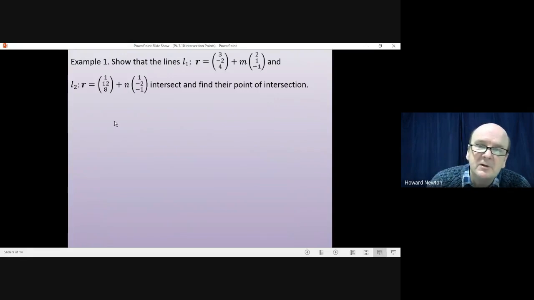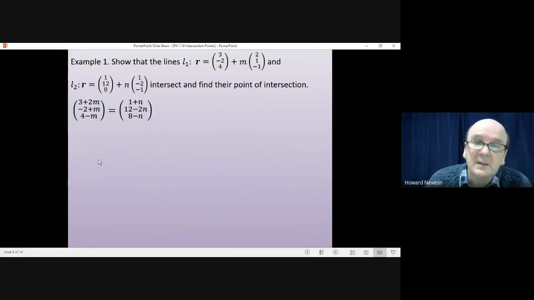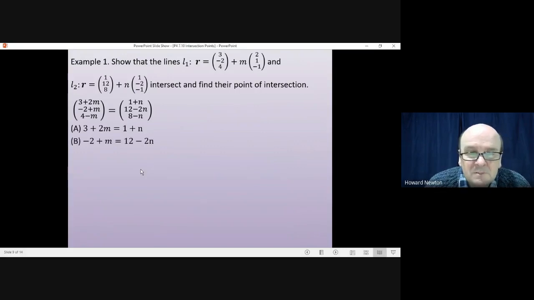Okay, let's have a look. So creating a single vector for the first line, I'd get that. Creating a single vector for the second line, I would get that. And then as before, we look at the i, j, and k values separately. So first of all, looking at the i values, 3 plus 2m must equal 1 plus n. At the j values, minus 2 plus m equals 12 minus 2n. Looking at the k values, 4 minus m equals 8 minus n.